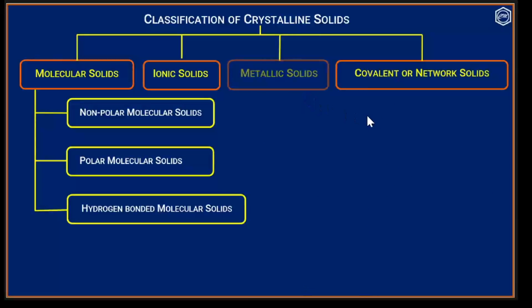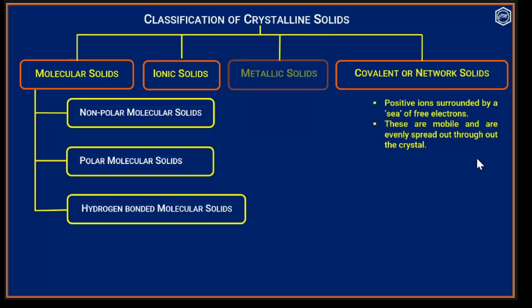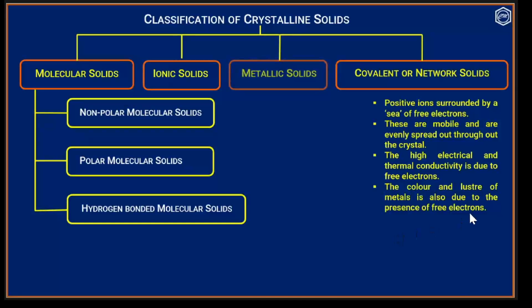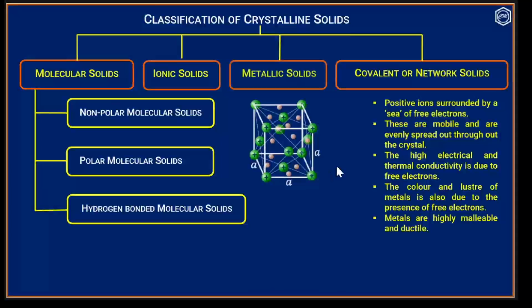Next is metallic solids. In metallic solids, positive ions are surrounded by a sea of free electrons. These are mobile and are evenly spread out through the crystal. The high electrical and thermal conductivity is due to free electrons. The color and luster of metal is also due to the presence of free electrons. Metals are highly malleable and ductile.